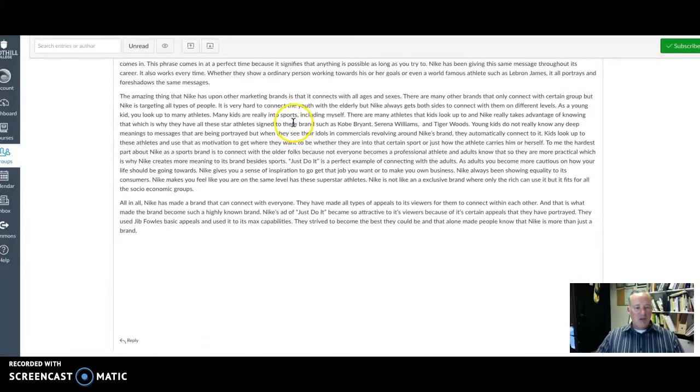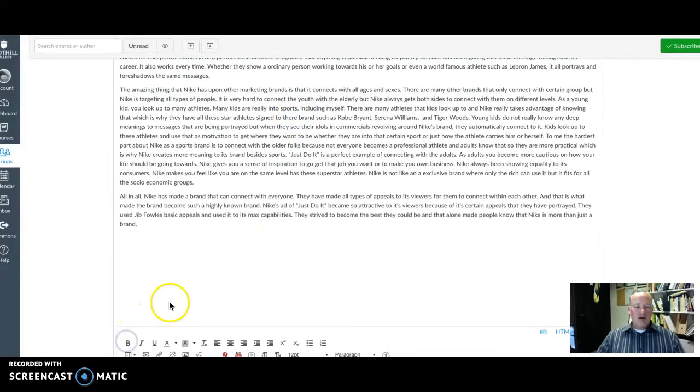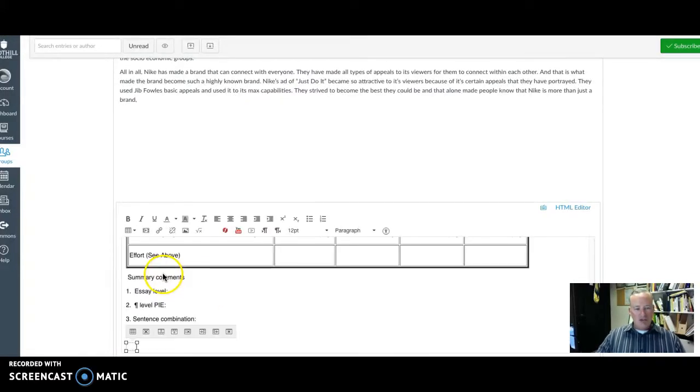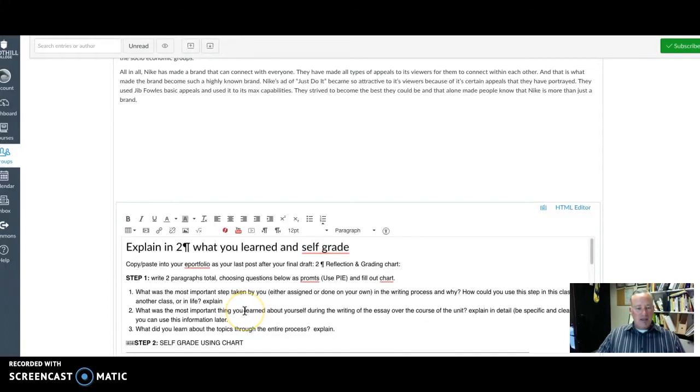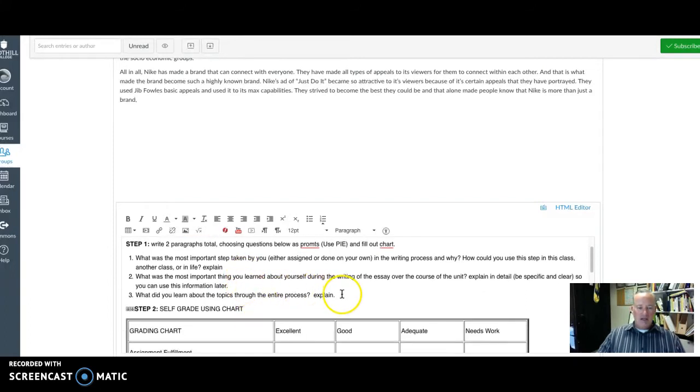And all units are kind of concluded with this very final post where you do a reflection. I ask you what was the most important step taken by you, so you explain that. What was the most important thing you learned about yourself during the writing of the essay, and that includes reading or writing. And then what did you learn about the topics through the entire process? So just talk a little about the content.